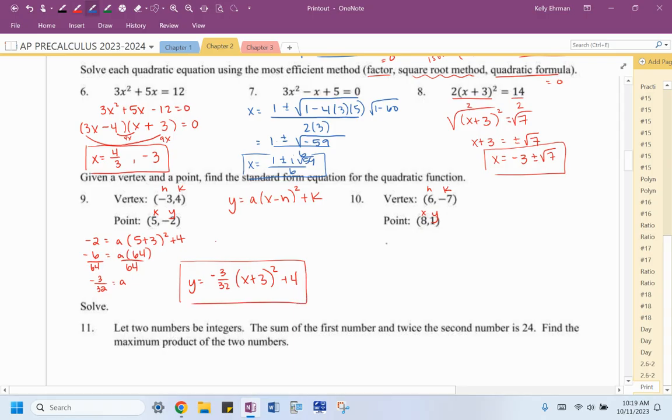Same thing for this one. 1 equals a times 8 minus 6 squared minus 7. Add 7. 2 squared is 4. Divide. Write your equation.